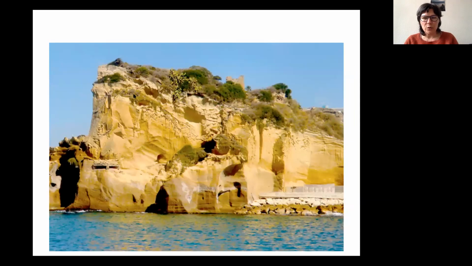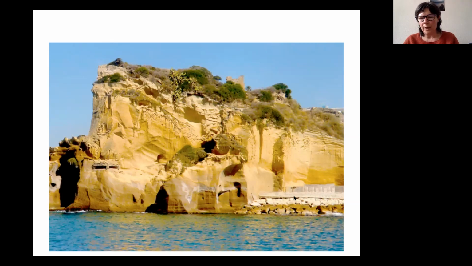So the whole yellow that you see here is just the volcano's pyroclastic flows from one of these eruptions. It erupts a very explosive mixture. In this case, it became yellow, the product. And it's all one eruption, the whole yellow layer.